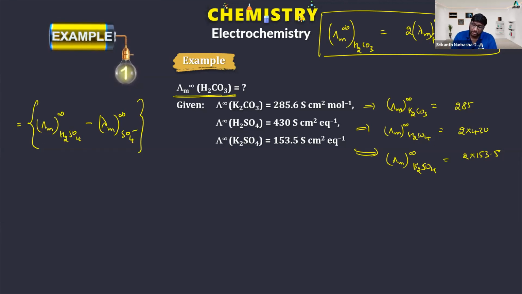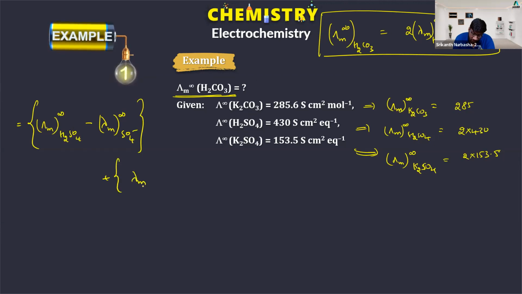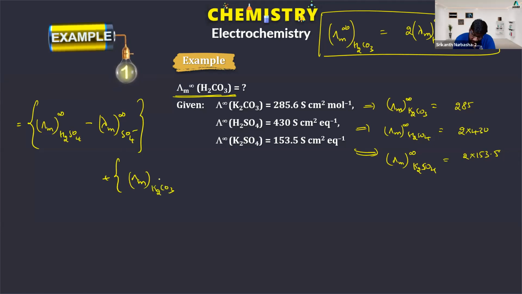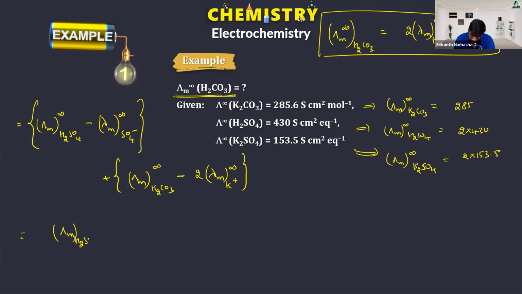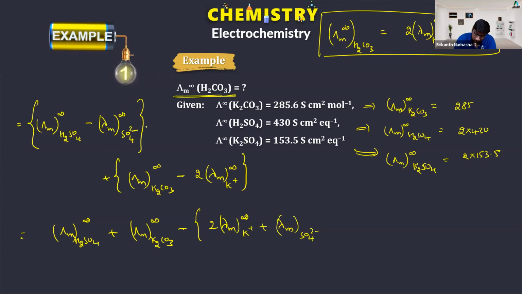So I can write 2 lambda of H plus at infinite dilution is equal to molar conductance of H2SO4 at infinite dilution minus molar conductance of sulfate at infinite dilution. Where is carbonate's influence? K2CO3. So I can write that as molar conductance of K2CO3 at infinite minus 2 times the molar conductance of K plus at infinite. So I can write molar conductance of H2SO4 at infinite plus molar conductance of K2CO3 at infinite minus 2 times the molar conductance of K plus, minus molar conductance of SO4 2 minus at infinite.